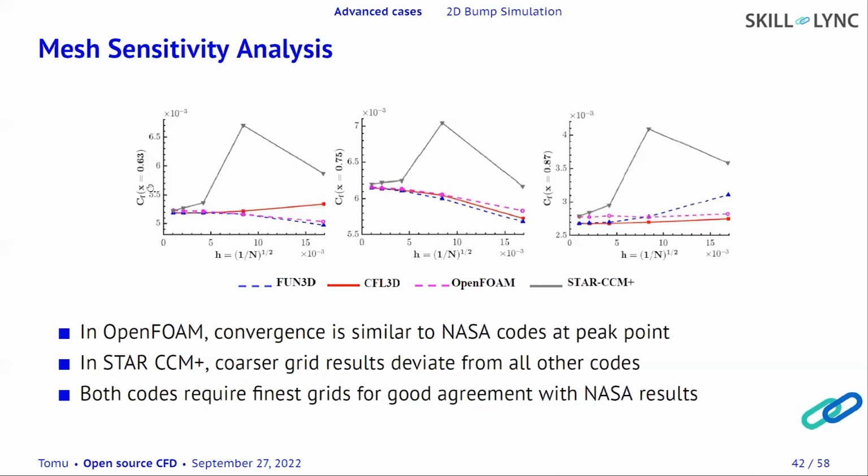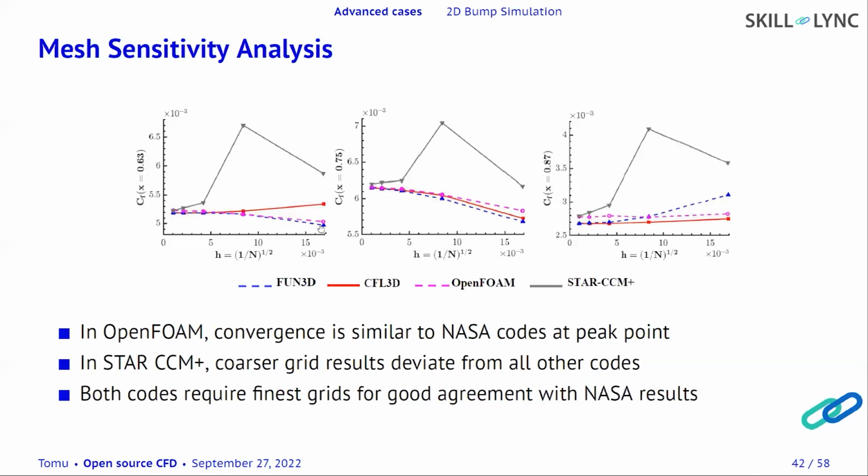So you can see the CF value for 3 different x coordinates, and the results are for 3 codes. One is OpenFOAM, one is CCM plus, and the other two are NASA codes. As you can see, in OpenFOAM, convergence is similar to NASA codes. You can see the OpenFOAM plot is actually moving in a similar way as NASA codes.